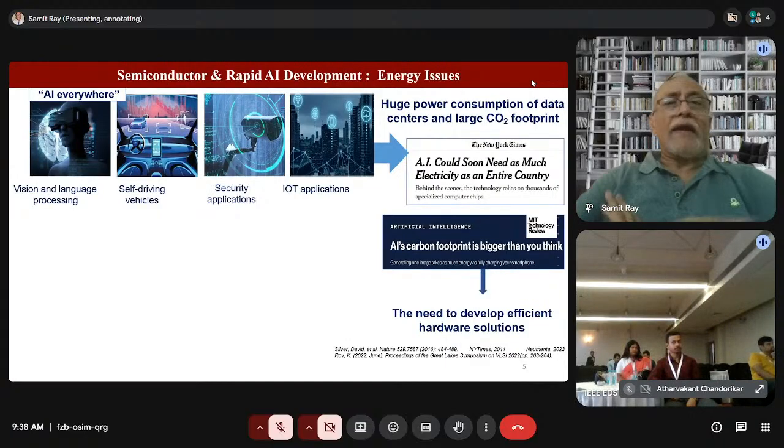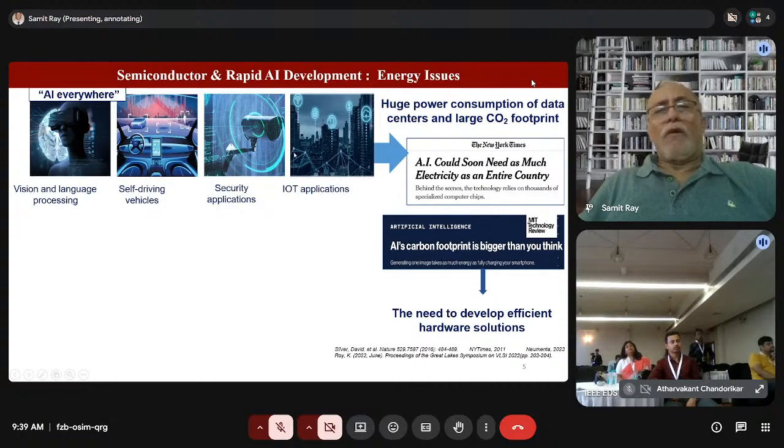Very parallelly, there's one more thing going up very fast: artificial intelligence. This is backed by semiconductor device applications. Now AI is everywhere, online. That includes language processing, self-driving vehicles, security applications, IoT applications, and all that. But you see, there is a kind of side effect. There is a problem with AI also.